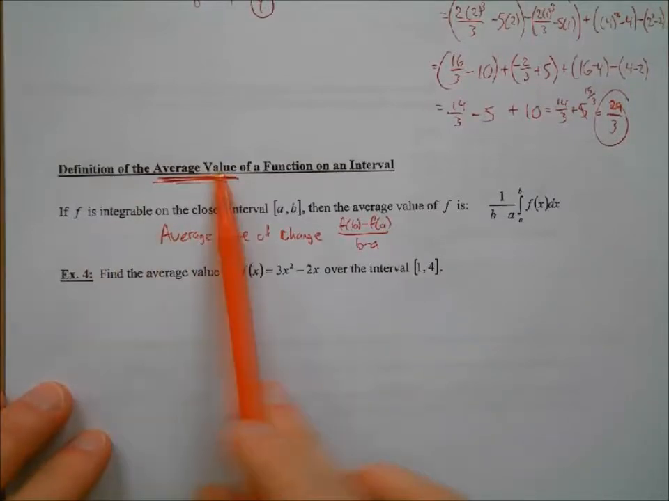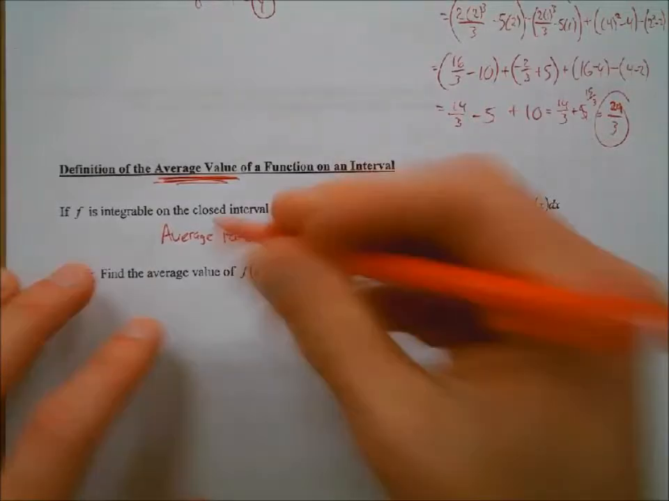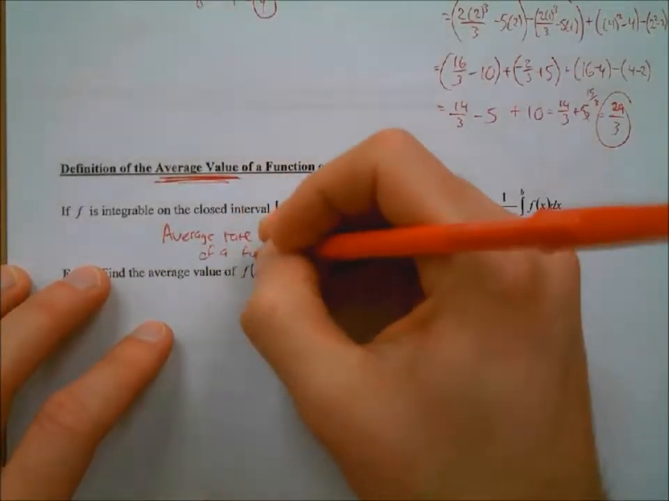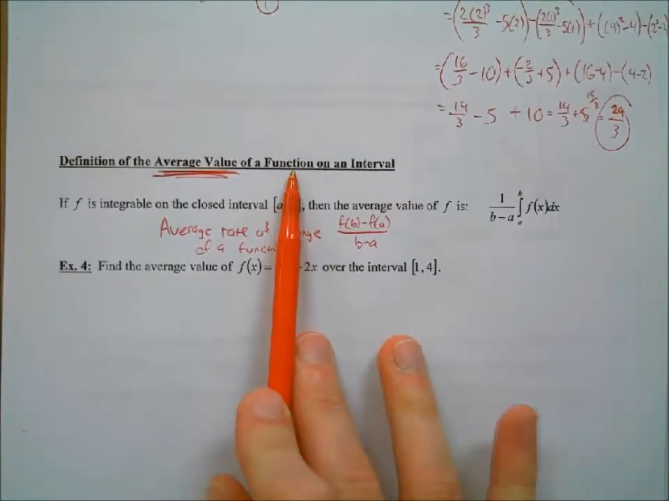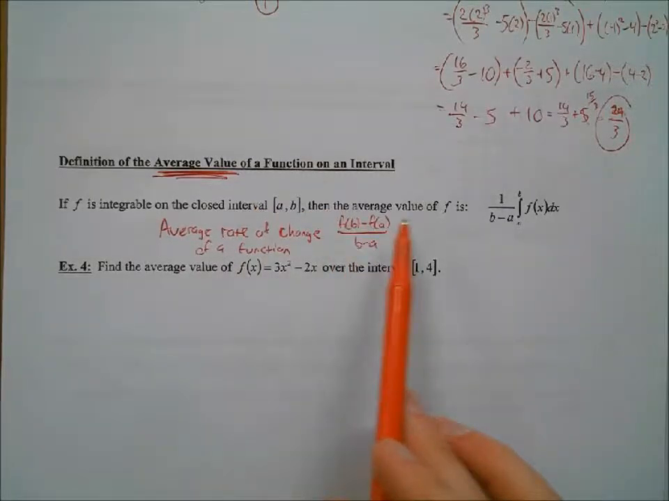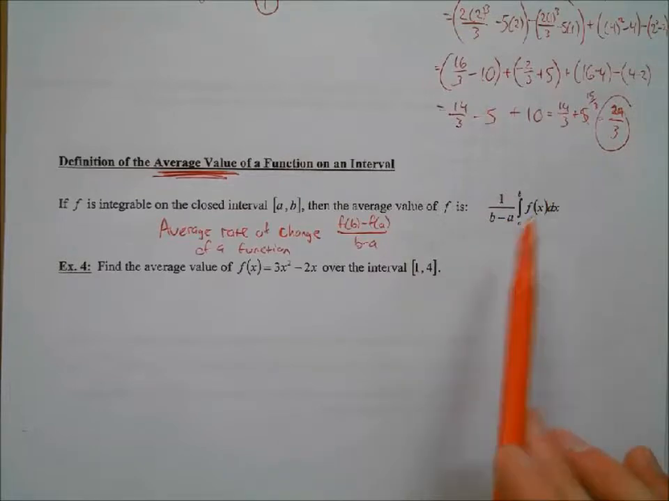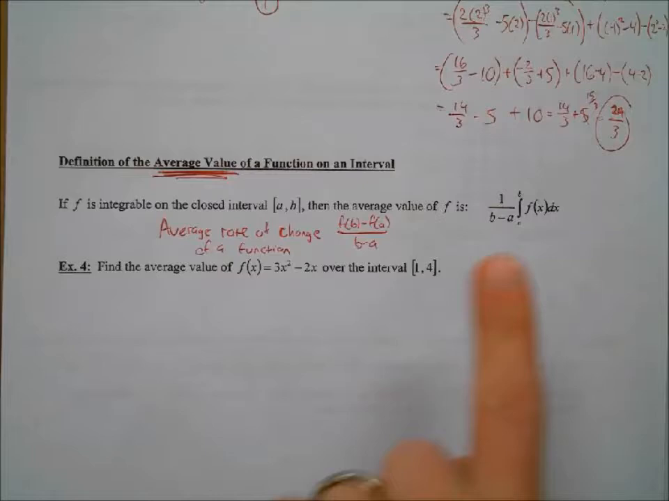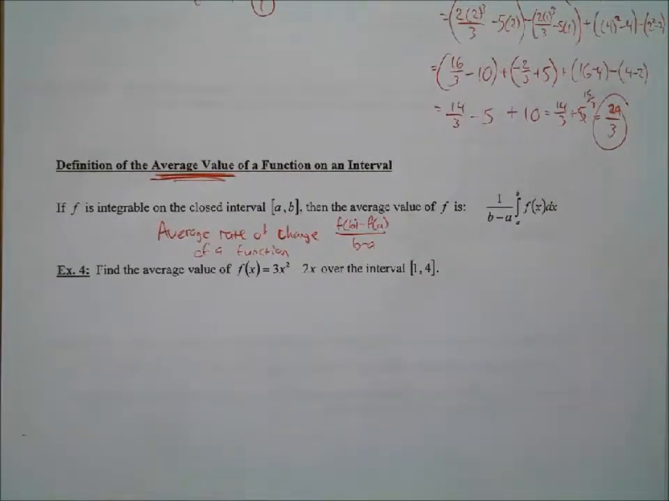For the average value of a function, so not the average rate of change of a function, I should write that part here too. For the average value of a function itself, if f is integrable on the closed interval ab, then the average value of f is 1 over b minus a times the integral from a to b of f of x dx. So what's the only difference here? You put this 1 over b minus a in front. Okay? The 1 over b minus a in front.